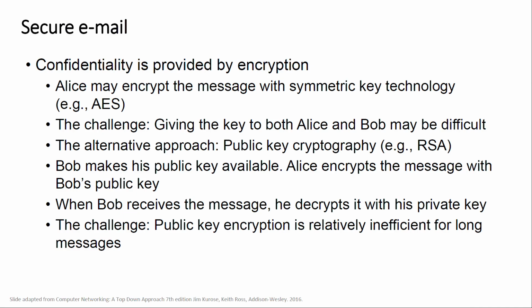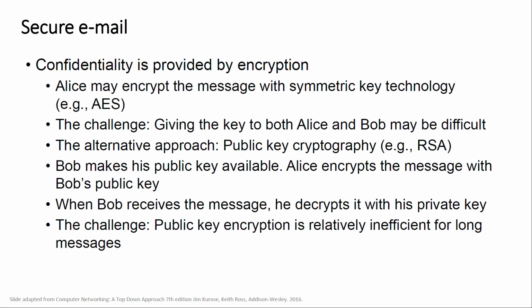Confidentiality is provided by encryption, as I told you. Alice may encrypt the message with a symmetric key cryptography technology like AES. The challenge, giving the key to both Alice and Bob, may be difficult, but the good thing is that we have public key cryptography, so we can communicate securely with people we haven't met before. Bob makes his public key available. Alice encrypts the message with Bob's public key. You can use RSA or ElGamal and so on. When Bob receives the message, he decrypts it with his private key.